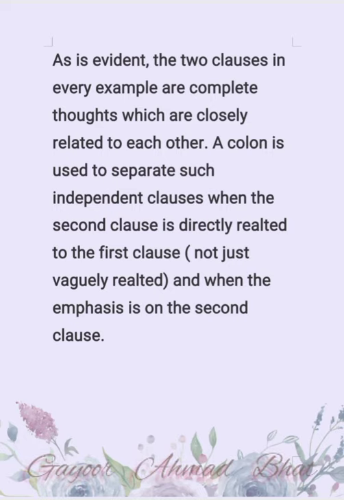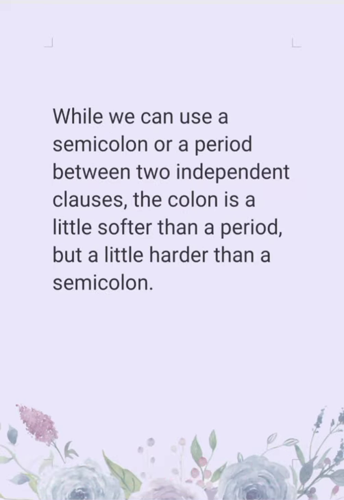Friends, as is evident, the two clauses in every example are complete thoughts in themselves and are closely related to each other. A colon is used to separate such independent clauses when the second clause is directly related to the first clause, not just vaguely related, and when the emphasis is on the second clause. Friends, while we can use a semicolon or a period between two independent clauses, the colon is a little softer than a period, but a little harder than a semicolon.